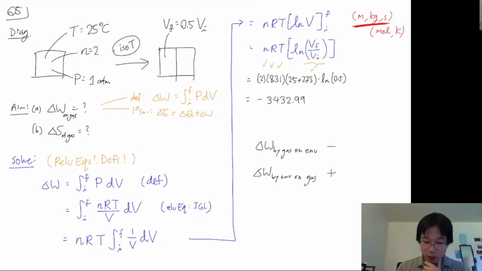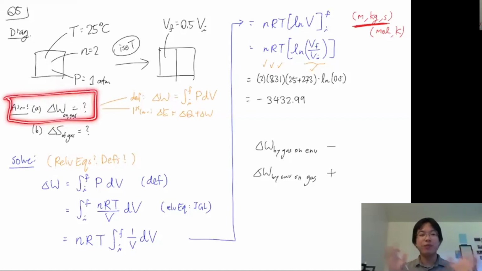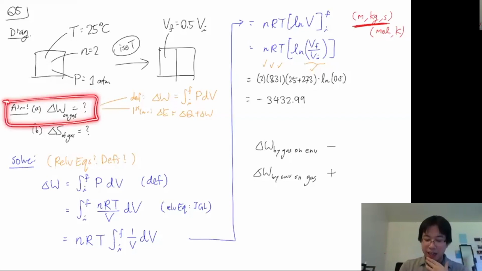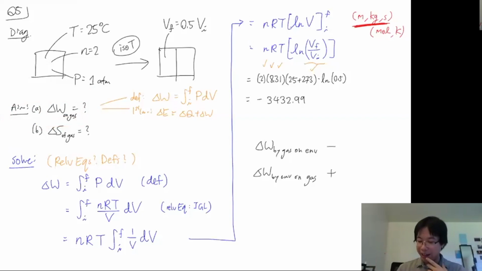So which one is it asking for? The aim is, see how good it is to have this right by your side. You don't have to look back to the question, right? So stating the aim is good. Work done on gas. Okay, which one's on gas? This one, right? So I need a positive number.